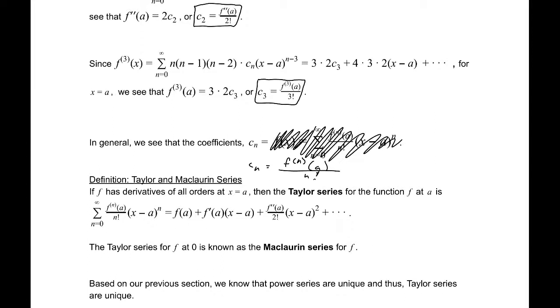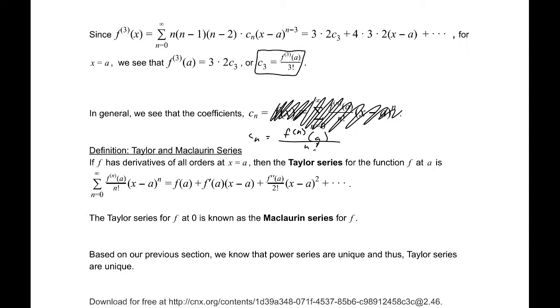If f has derivatives of all orders at x equals a, then the Taylor series for this function is the series from 0 to infinity of the nth derivative of f evaluated at a divided by n factorial times x minus a to the nth power, which we see is f of a plus f prime of a times x minus a plus the second derivative at a divided by 2 factorial times x minus a squared plus, and it continues on. Now, if this is centered at 0, we call this the Maclaurin series.